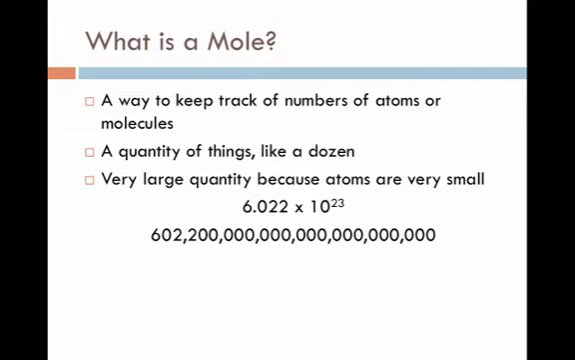So to get an idea of what that quantity is, this is the number we're going to be using. And by definition, typically we're going to be focusing more on this number right here. This number is what a mole really is. It means 6.022 times 10 to the 23rd things.